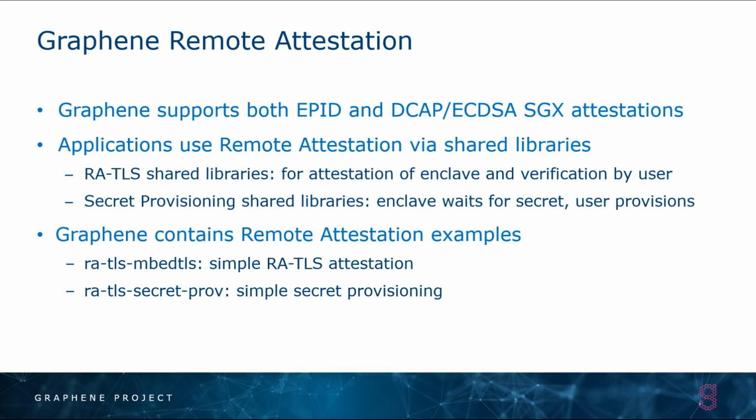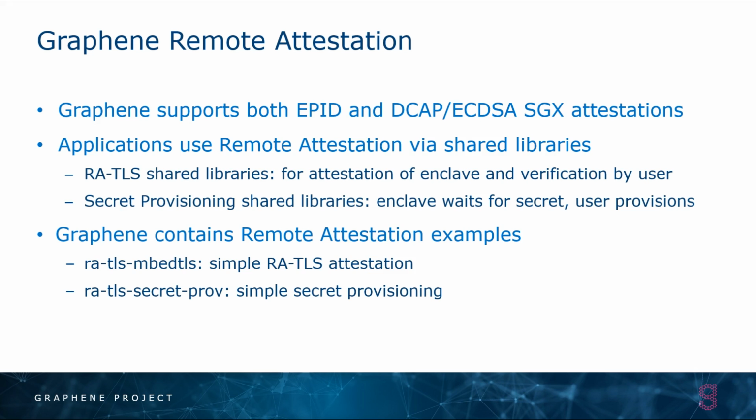To recap, we would like to stress that Graphene supports both EPID and the newer DCAP ECDSA SGX attestation schemes. And applications are supposed to use Graphene's remote attestation via several shared libraries. In particular, the RA-TLS shared libraries, one for the attestation of the enclave, and the other one used by the user for the verification of the enclave. And secret provisioning shared libraries, one for the enclave, when the enclave creates the attestation and waits for the secret from the user, and the other library for the user to verify the enclave and provision a secret.